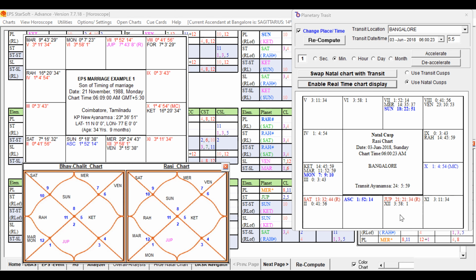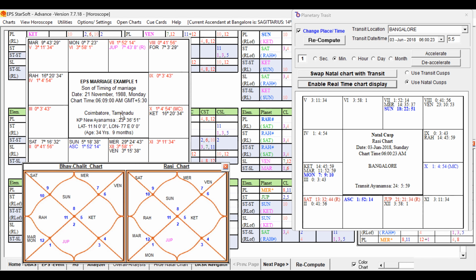You can see that in the natal chart, Venus is posted there. So Venus is in its own sign. Jupiter is posted in the transit. It is there in Libra only. And we check whether Jupiter in the transit is aspecting the natal 7th house, the 7th lord, the second house or the moon.